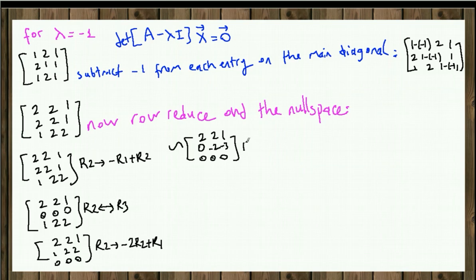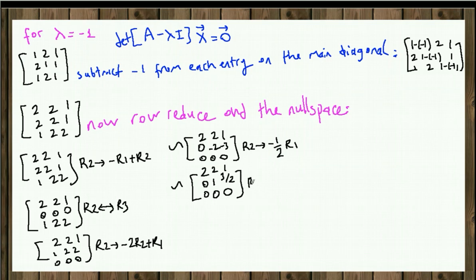Now let's work on row 2. Let's multiply row 2 by negative 1/2. So we're going to get our first pivot. So 0, 0, 0, 0. Negative 2 times negative 1/2 is positive 1, and negative 1/2 times negative 3 is positive 3 over 2. Row 1 did not change.